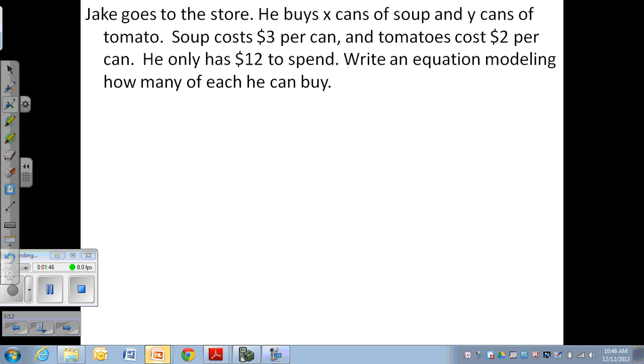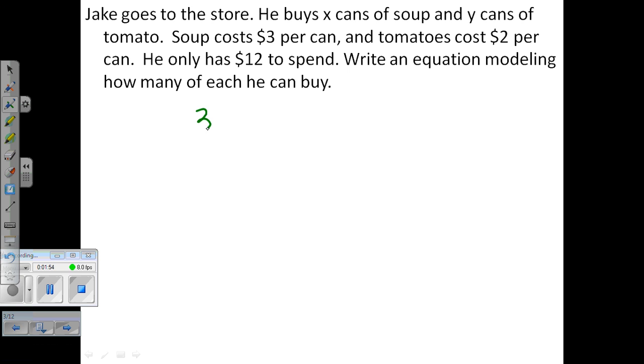So our equation is going to start with, let's start with the soup. He's going to buy X cans of soup and they each cost $3. So we would have 3X. Then he's going to buy Y cans of tomato and they each cost $2. So we're going to add on to that 2Y. And he has $12 to spend. So that can equal 12. This is an example of an equation in standard form.